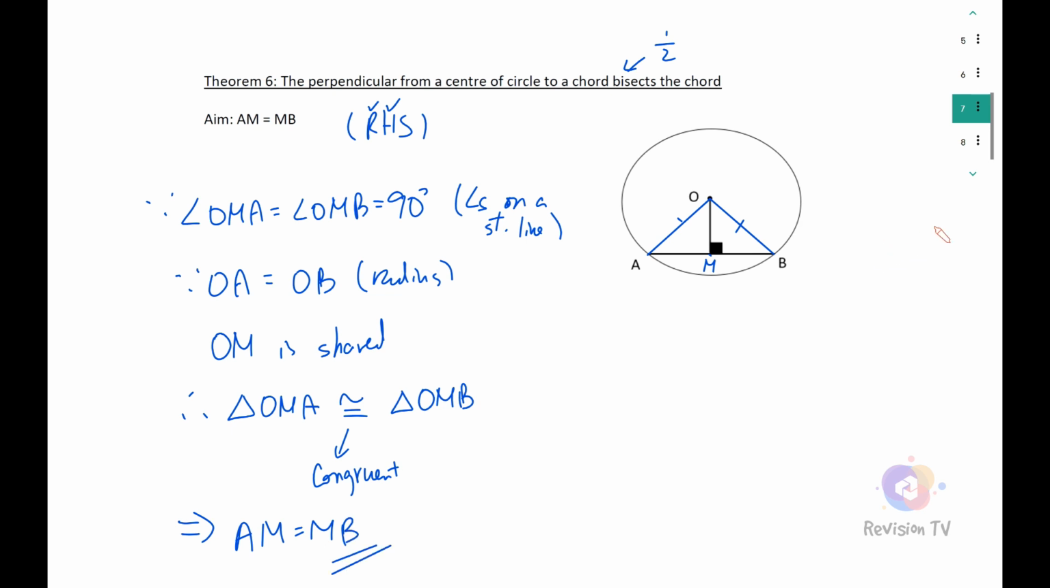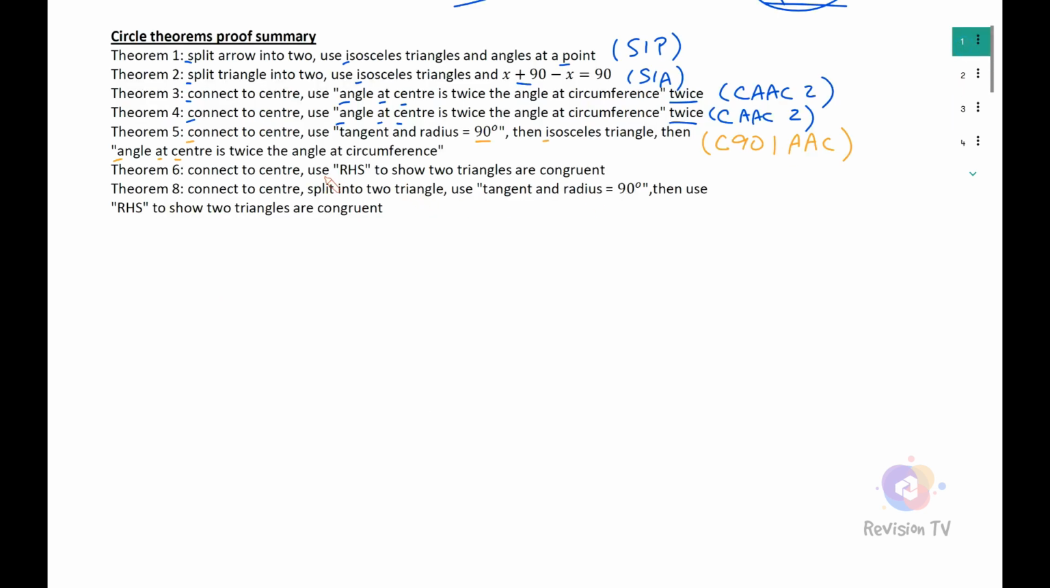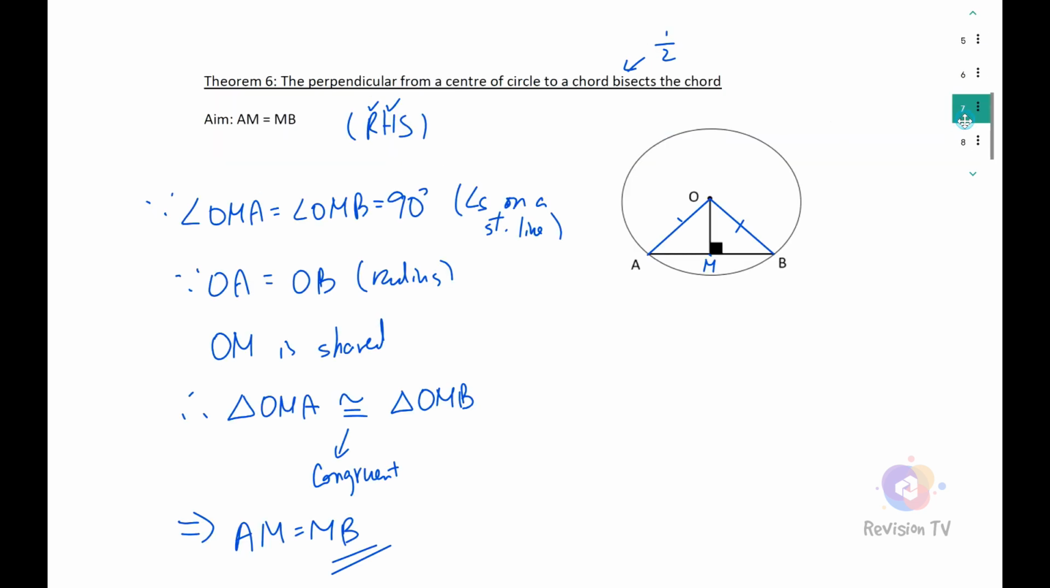Okay, somewhat easier than the other. So to remember this, start off with, again, connect to center, C, and then use RHS to show congruency. Now I don't know how you want to use this. I just use C, means congruent, CC, congruent. You can say RHS, up to you. Okay, I use CC.